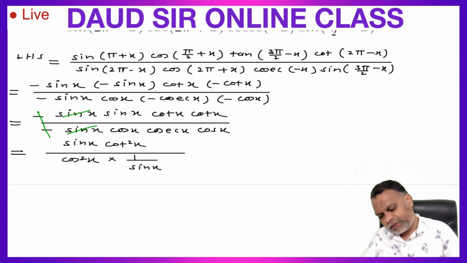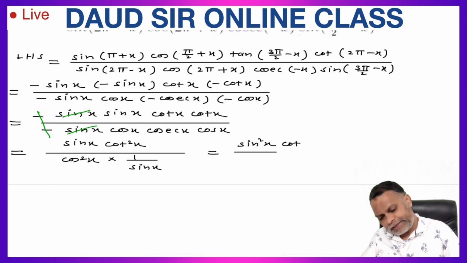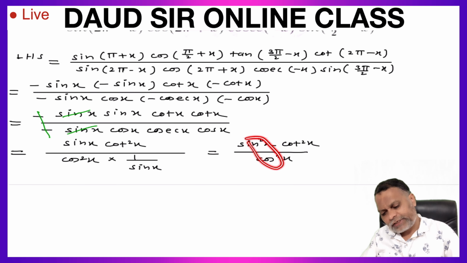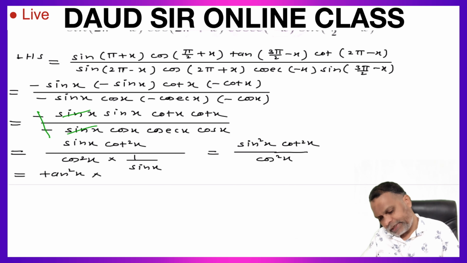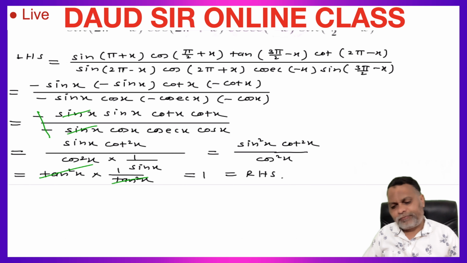So this is a double fraction, so shift this sin x into the numerator. So it will become sin square x into cot square x upon cos square x. This sin square x upon cos square x can be written tan square x, and this cot square x can be written 1 upon tan square x. So this tan square and tan square cancelled. Finally we have got 1, which is equal to right hand side.